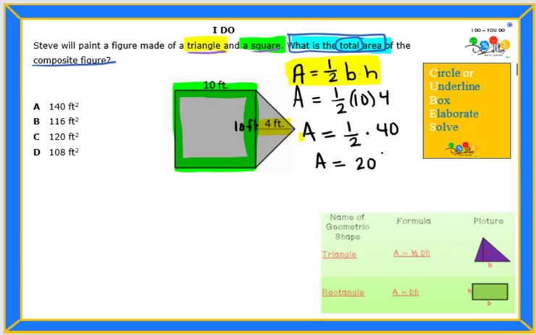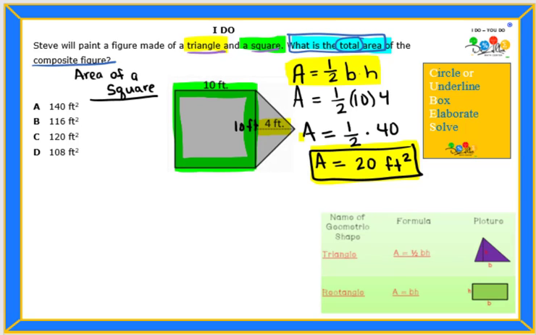And our units are feet to the power of 2, or squared feet. So the triangle has an area of 20 squared feet. So now we're going to find the area of the square. So we can look for the formula on the formula chart. We can look here at the anchor chart.